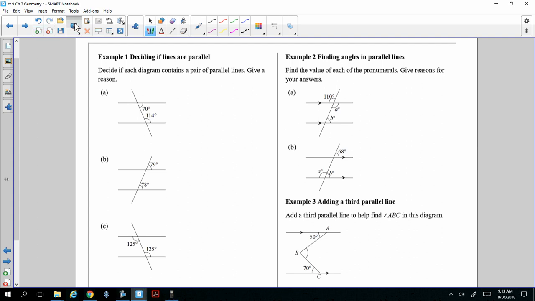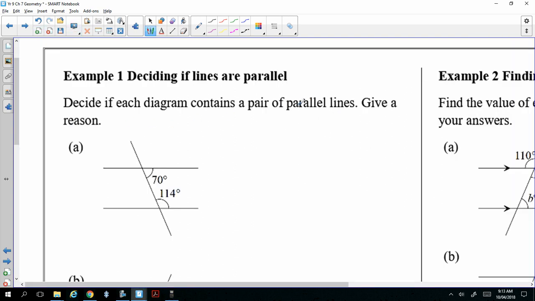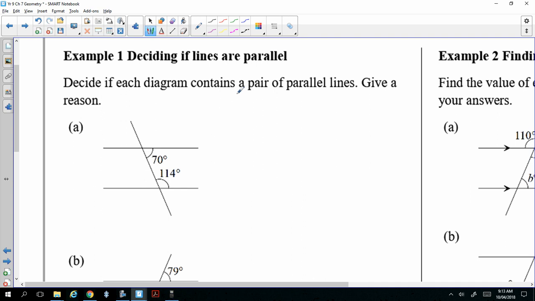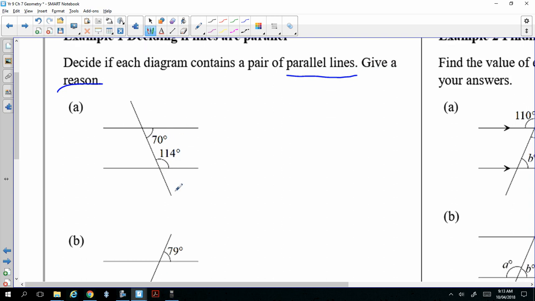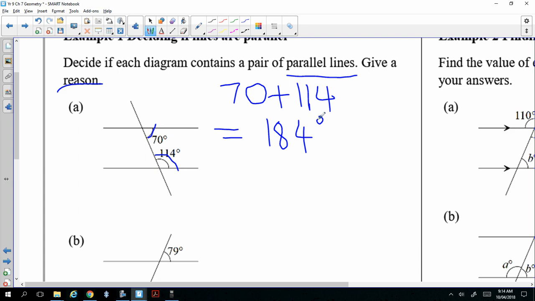Deciding if lines are parallel. Decide if each diagram contains a pair of parallel lines. Give a reason. Notice that there's no arrow on the lines. They're not parallel yet. You have to prove they're parallel. Now, these two form co-interior angles. We still call them co-interior if they're in between the two lines on the same side of the transversal. To test whether they're parallel, we add the two angles together. If we add these together, we get 184. They are not supplementary, so you say, therefore, the lines are not parallel.